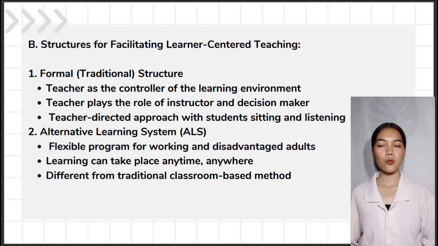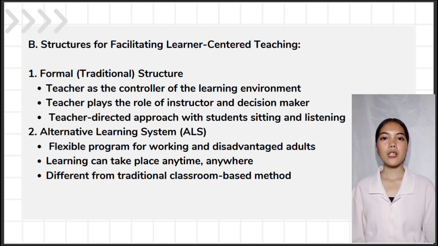So now let's proceed to number 1, formal traditional structure. Teacher as the controller of the learning environment. Teacher plays the role of instructor and decision maker. Teacher-directed approach with students sitting and listening. In this structure, the teacher takes control of the learning environment, acting as the instructor and decision maker. Students are taught through lecture and expected to sit and listen attentively.